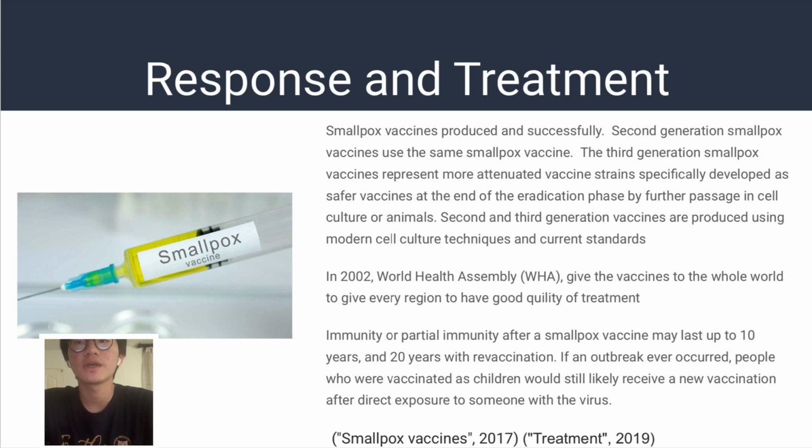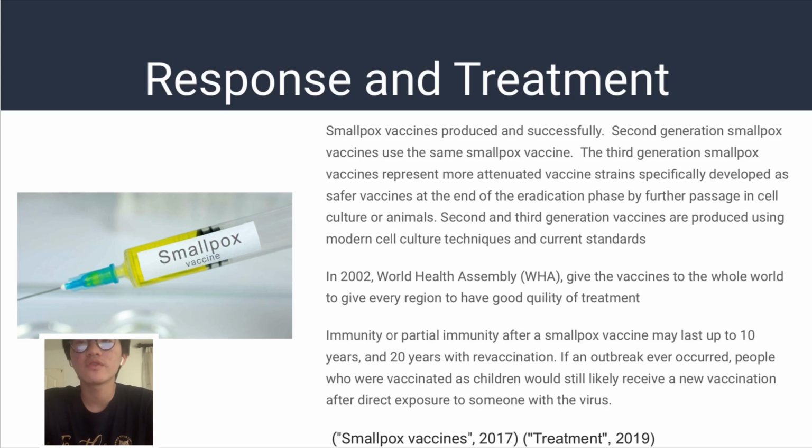The smallpox vaccine was produced successfully. After that, the second generation of the smallpox vaccine was created. It's similar to the first version, but it's more effective and cheaper. Finally, the third generation of the smallpox vaccine was introduced. This version had more alternative vaccine strains, specifically developed as safer vaccines at the end of the eradication phase by further passage in cell culture or animals. Second and third generation vaccines are produced using modern cell culture technology and current standards.